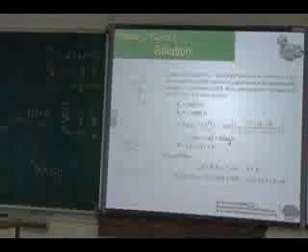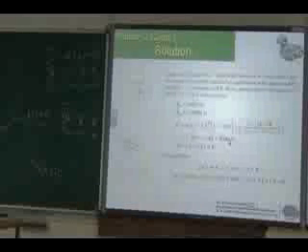From the coordinates for B, we get the position vector and then the unit vector. That is the next step.